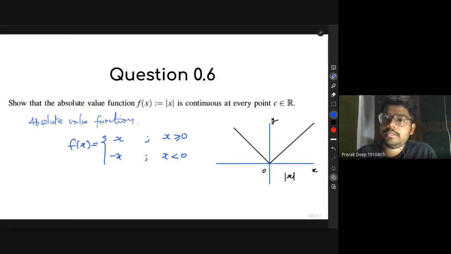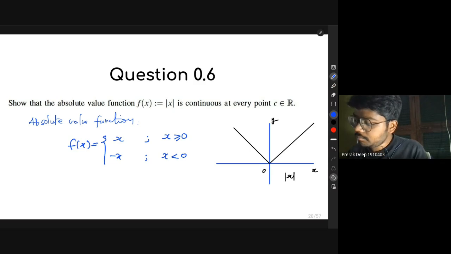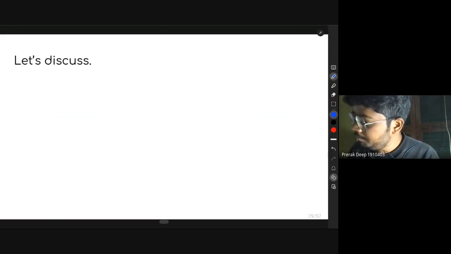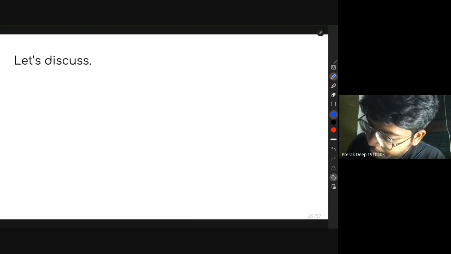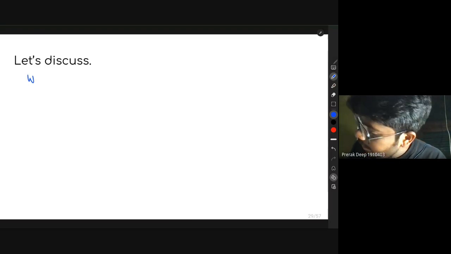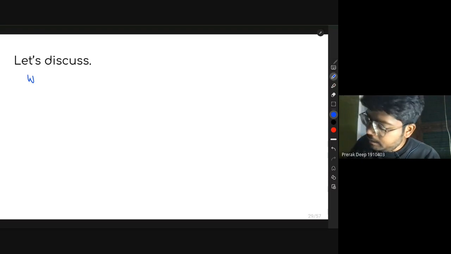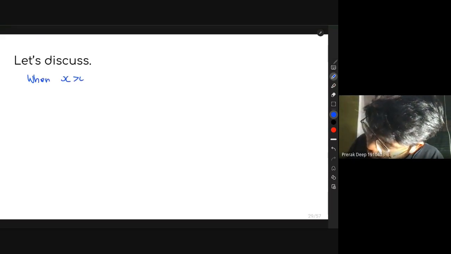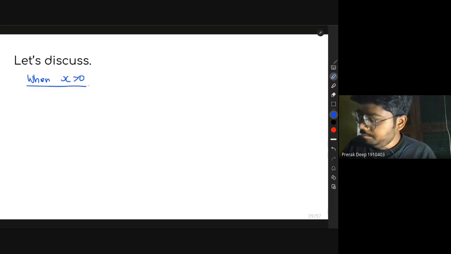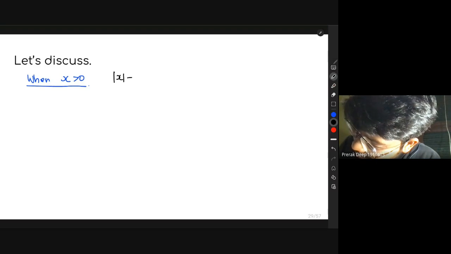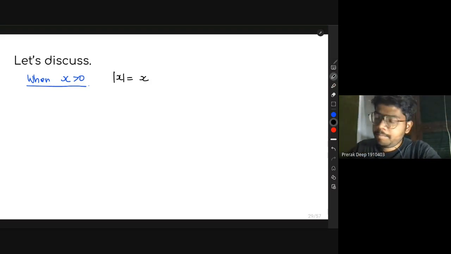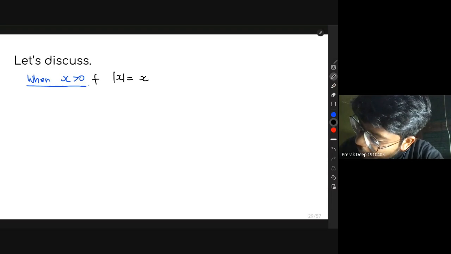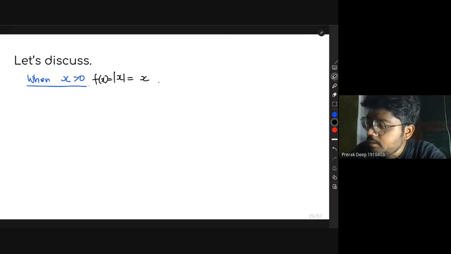So how do we prove it mathematically? Again, we go back to the definition. We try to see where the problematic points are, and where it is fine to go ahead. Let's say we prove the continuity in three cases again: when x is positive, when x is negative, and when x is zero. First, when x is positive, the modulus function is equal to x only. So we call it f(x). It is just this only.